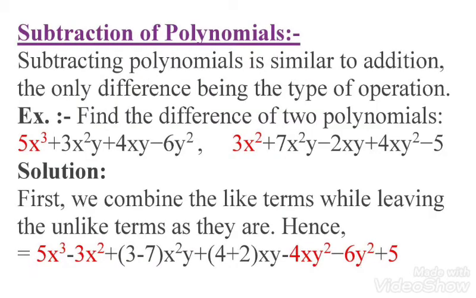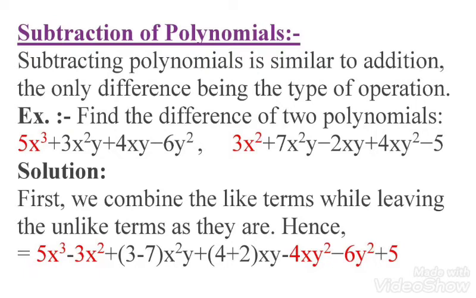Okay? Now the subtraction of polynomials. Subtracting polynomials is similar to addition. The only difference being the type of operation. Example, find the difference of two polynomials: 5x cube plus 3x square y plus 5xy minus 6y square, and 3x square plus 7x square y minus 2xy plus 4xy square minus 5. We have to subtract it.